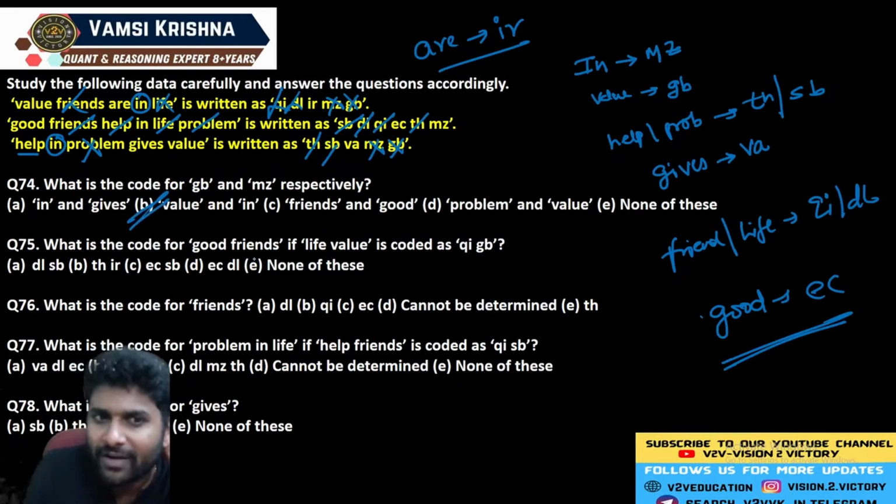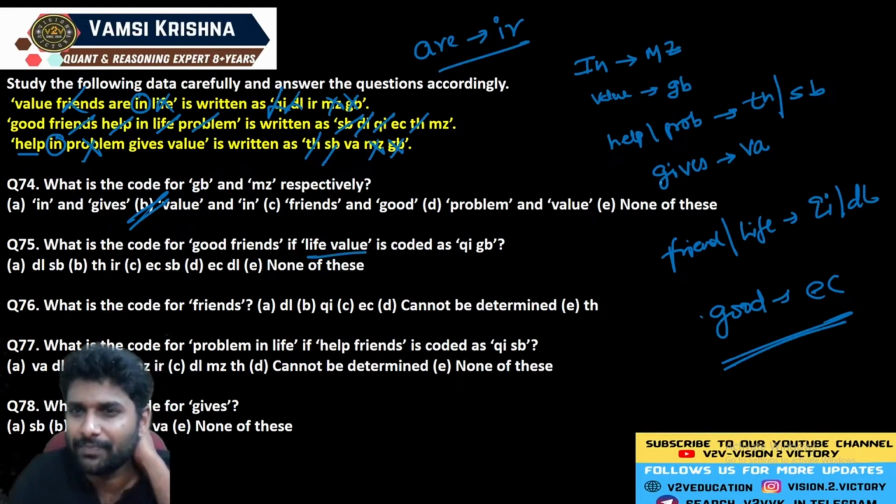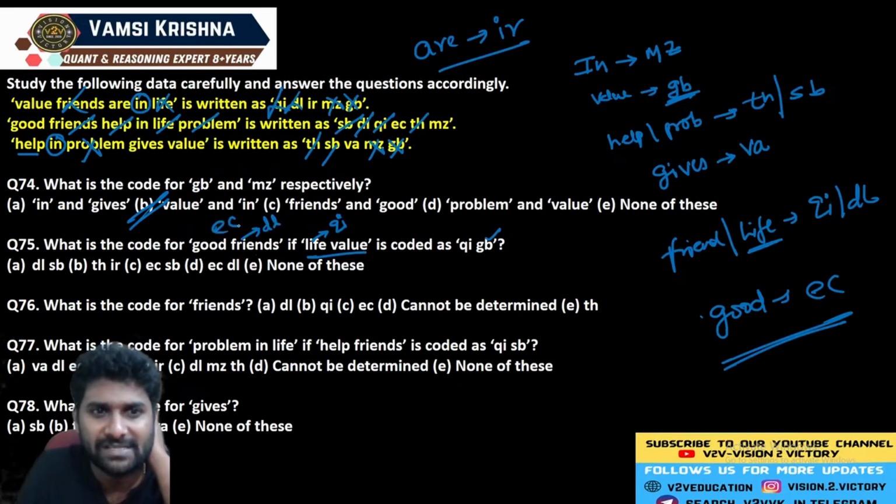What is the code for good friends? If life value is coded for QA and GB. Life value. Check it out. Value we already know is GB. So in this question, you have to consider life is QA. Now, what is good friends here? Life is QA. Definitely, friends should be DL. What about good here? EC. EC DL. Option D.